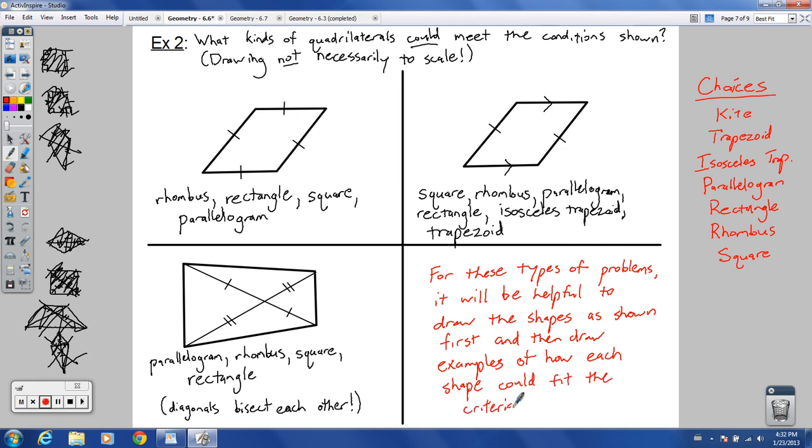And that's exactly what I was doing over here. That was what this stuff was. I was trying to draw the shape so that the criteria was still holding true, but that it also matched up with one of these choices over here. So I hope you found that helpful. We will tackle some more in class. If you're in my class, we'll take a look at some more examples.